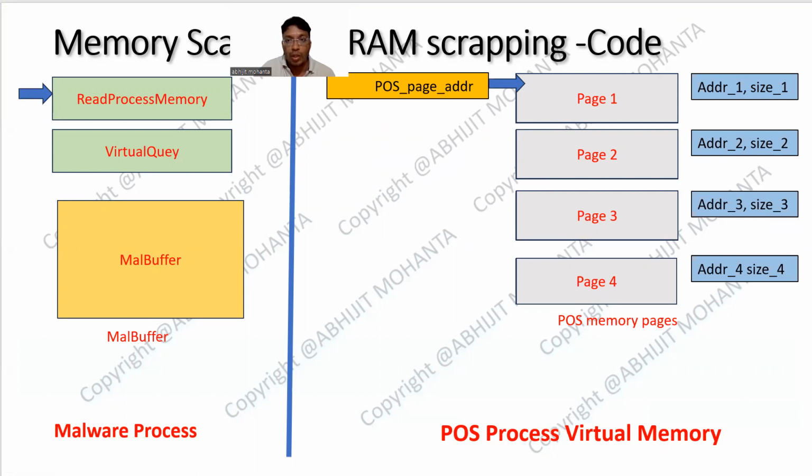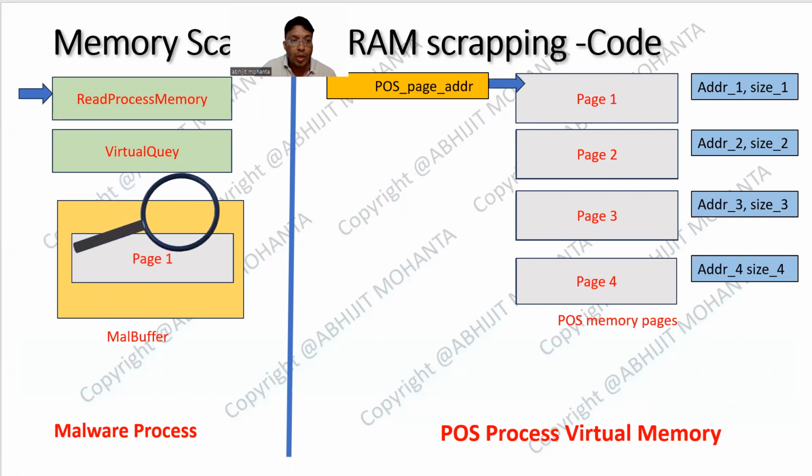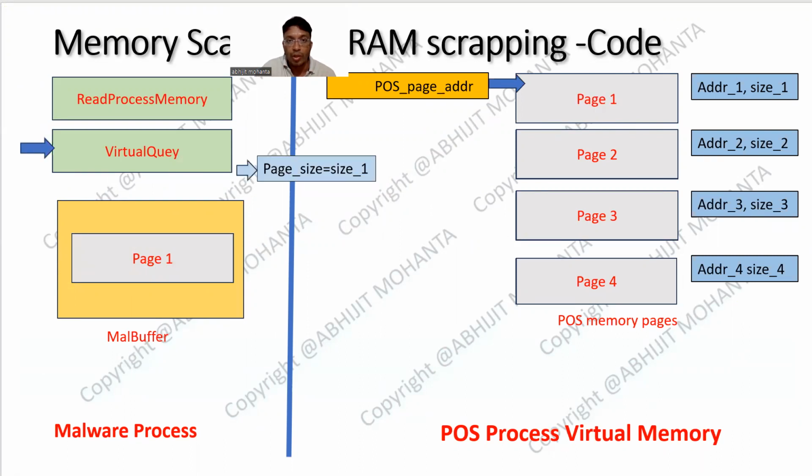When the read process memory is called, page one is going to be loaded in the mal buffer, and after that the malware is going to scan that particular buffer to find out if there is a credit card pattern or not. If it has not found the pattern, it will go to the next iteration. It will do a virtual query.